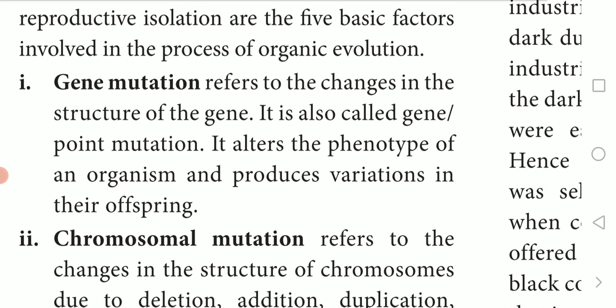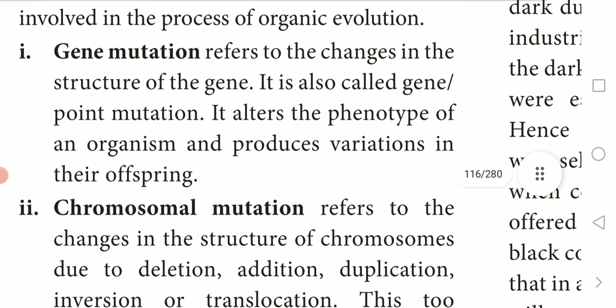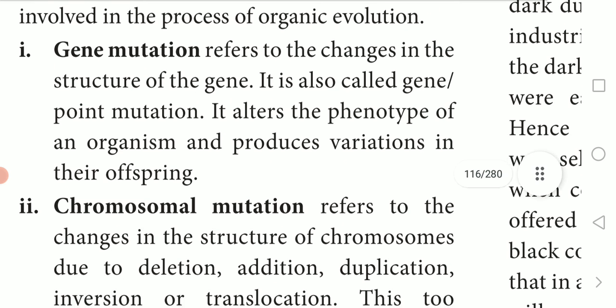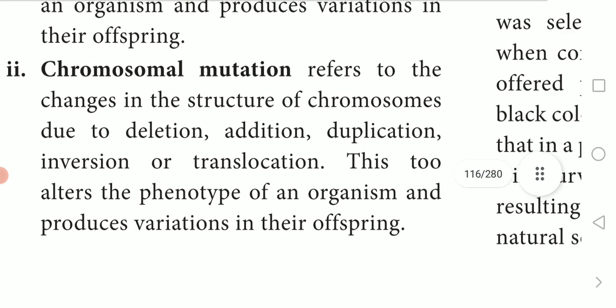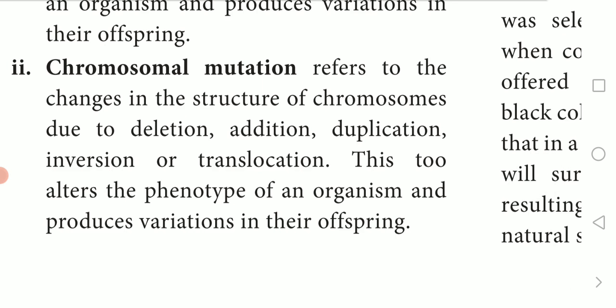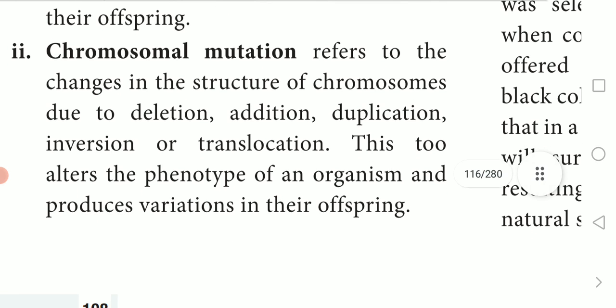We'll see them one by one. First, gene mutation. Gene mutation refers to a change in the structure of a gene. It is also called gene or point mutation. It alters the phenotype of organisms and produces variations in their offspring. What is phenotype? Phenotype means external structure.